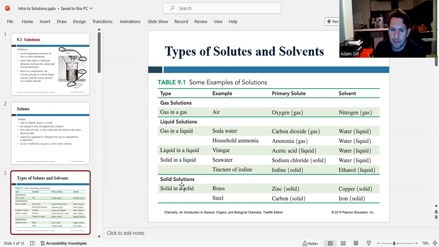And less common, you can have solid solutions where you have a solid dissolved in another solid. The most typical example of this would be like a metal alloy, like brass. Brass is zinc dissolved in copper, or steel is carbon dissolved in iron. Typically, they melt the metals. And so when you're making the solution, they're in liquid form, but then it cools. And so it's still technically a solution, even though it's in the solid form, because they are evenly mixed.